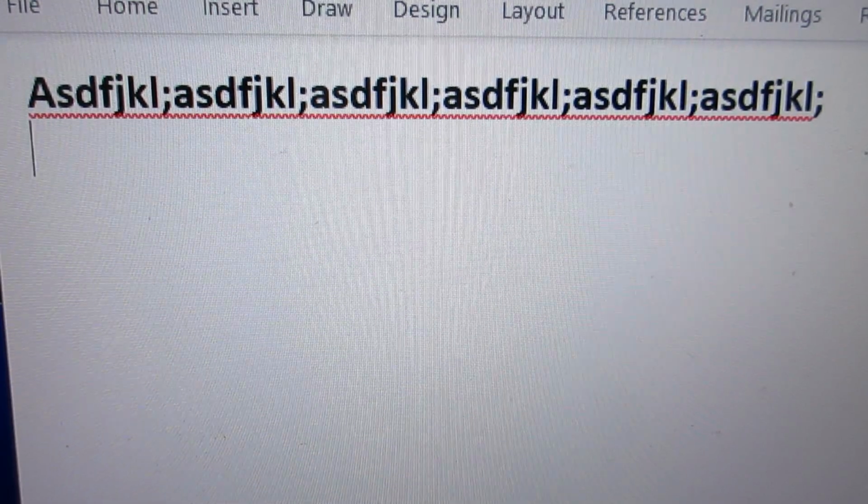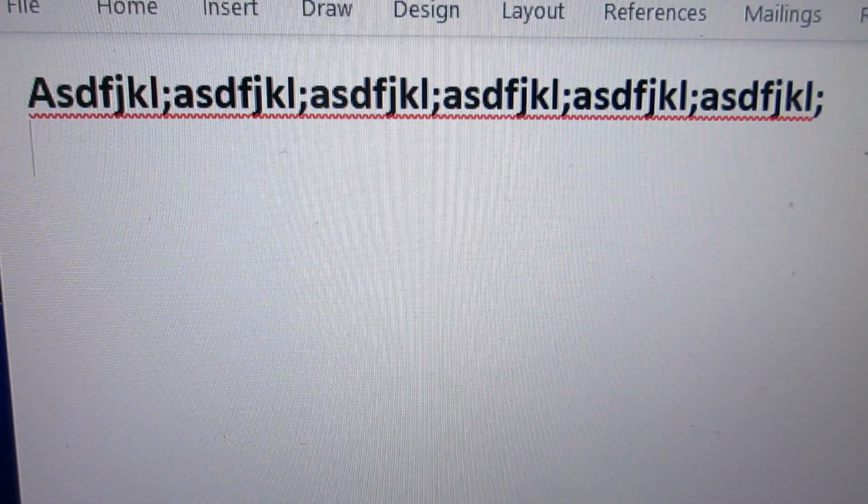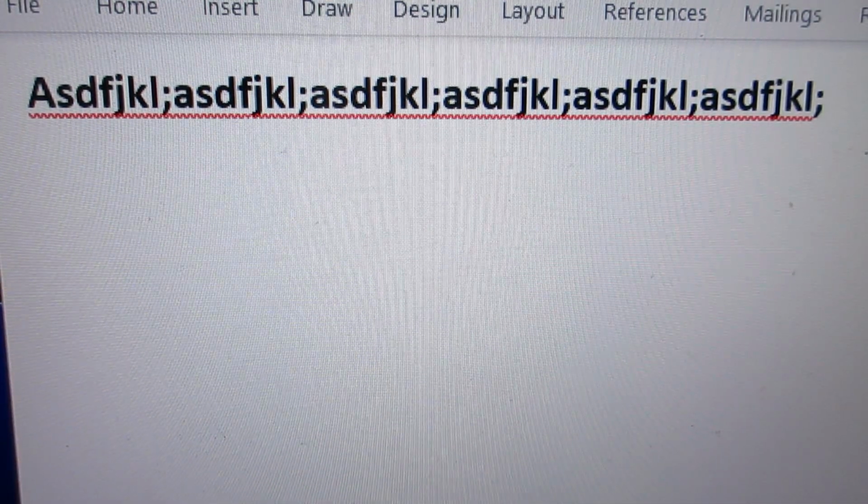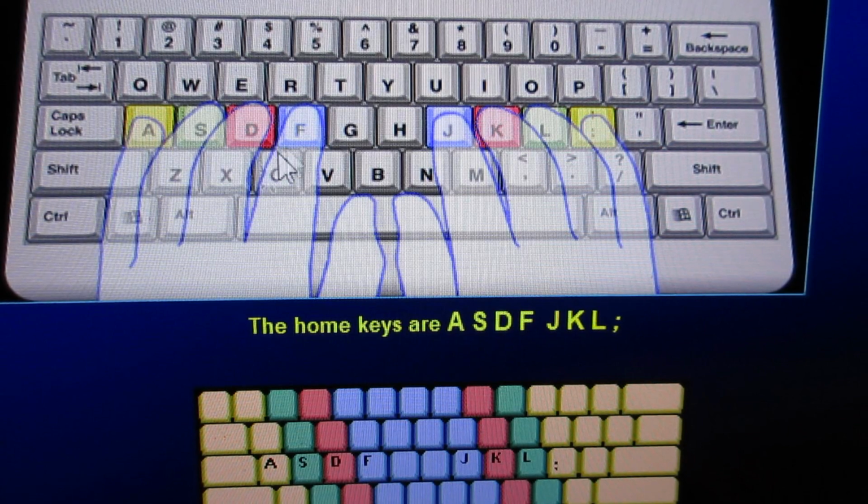Okay, now let's include the space bar. The space bar is located beneath the letter keys. It's used to space between words and after marks of punctuation.